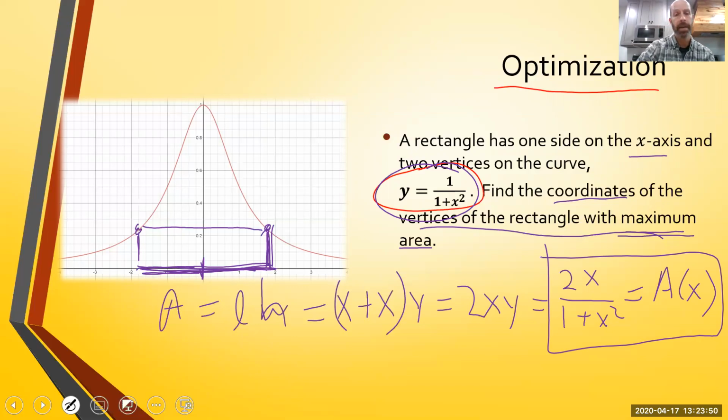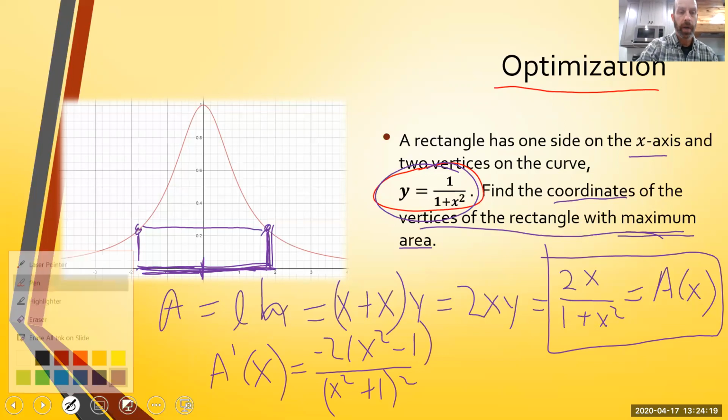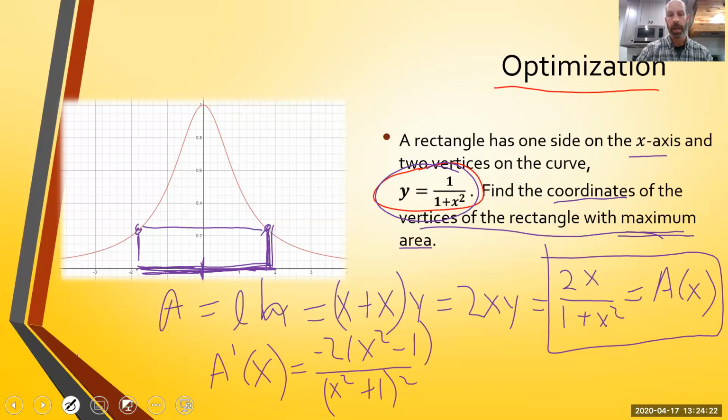So if we want to maximize that function, the first thing we're going to have to do is find the critical numbers. So we're going to have to take the derivative of A. And I'm going to cheat here a little bit. I've already done this before we did the video, but you would have to do the quotient rule. And you get an answer of -2 times x squared minus 1 over x squared plus 1, squared. So that's by the quotient rule. Now, critical numbers are any numbers that can make this equal to 0 or undefined. Well, nothing can make the denominator 0, so that's nothing. What can make the numerator equal to 0?